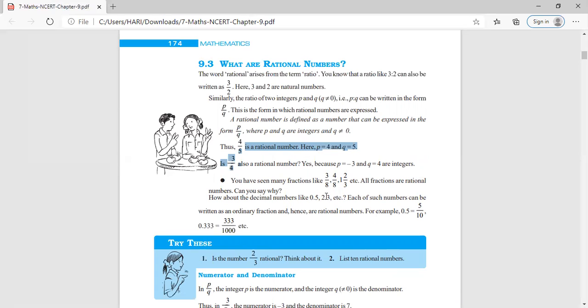Then 2.3. How will we write 2.3? 23 by 10, right? So it is also a rational number. So any fraction or decimal fraction we can represent as a rational number, or we can say all fractions and all decimal fractions are rational numbers. Okay, children, I hope you understood.